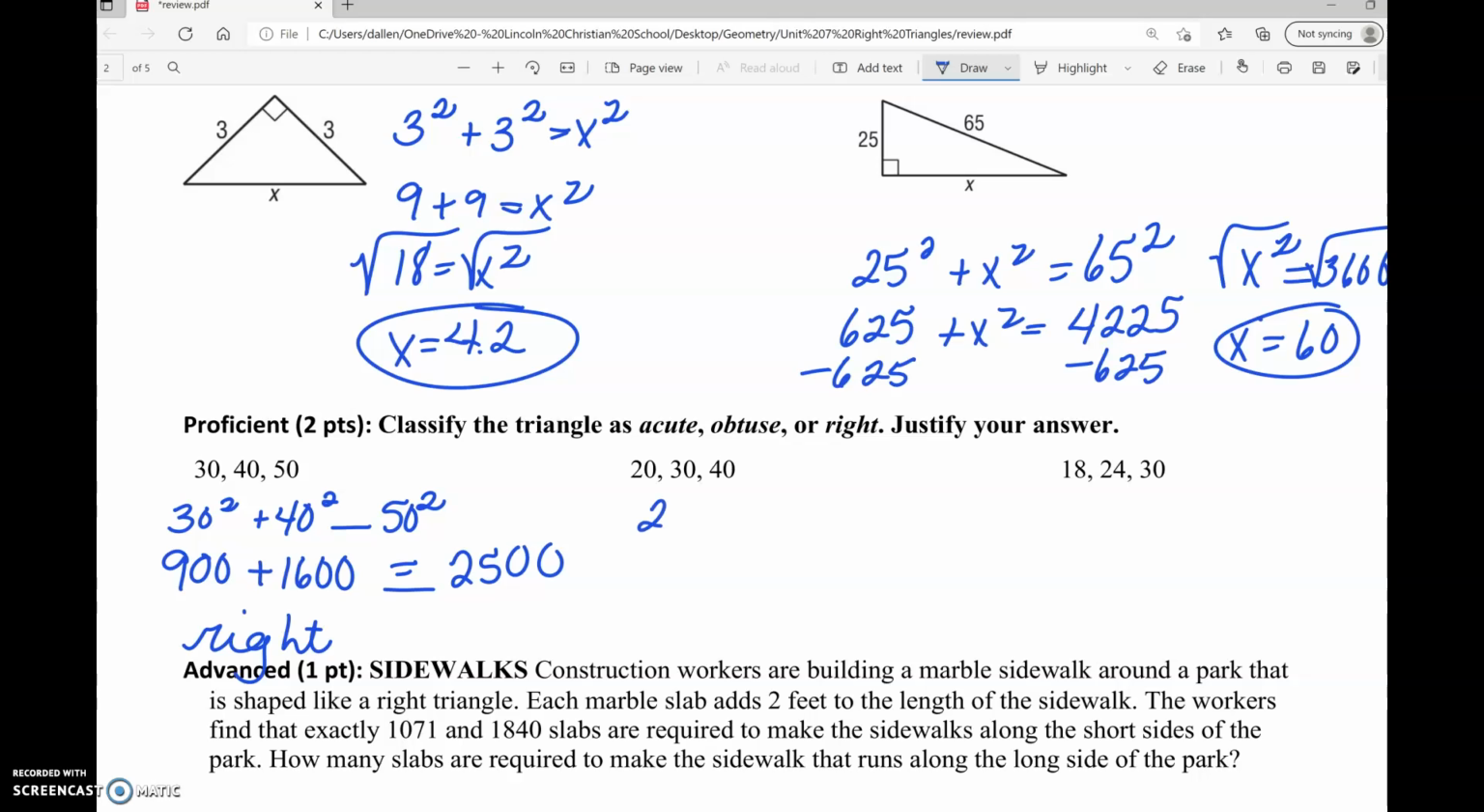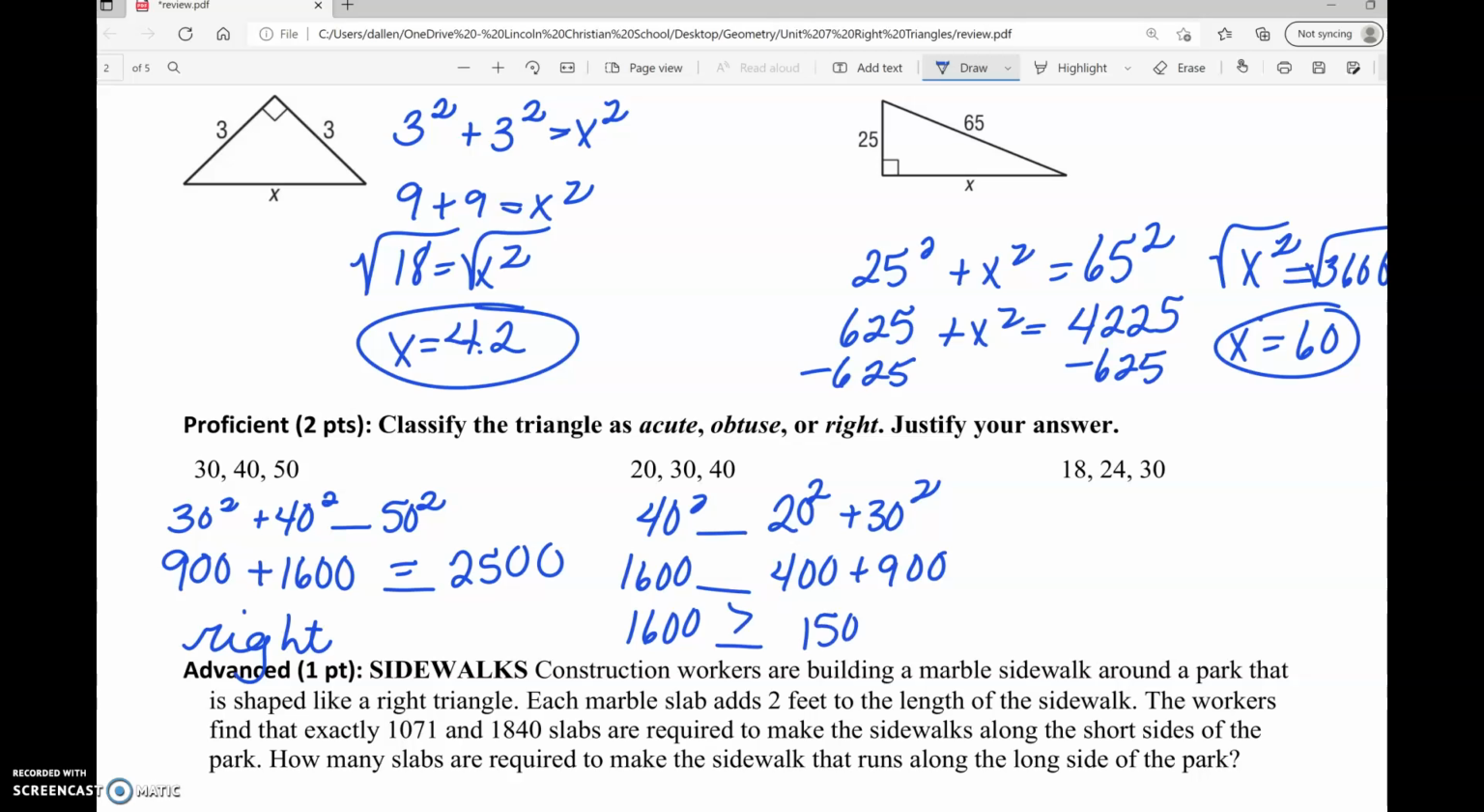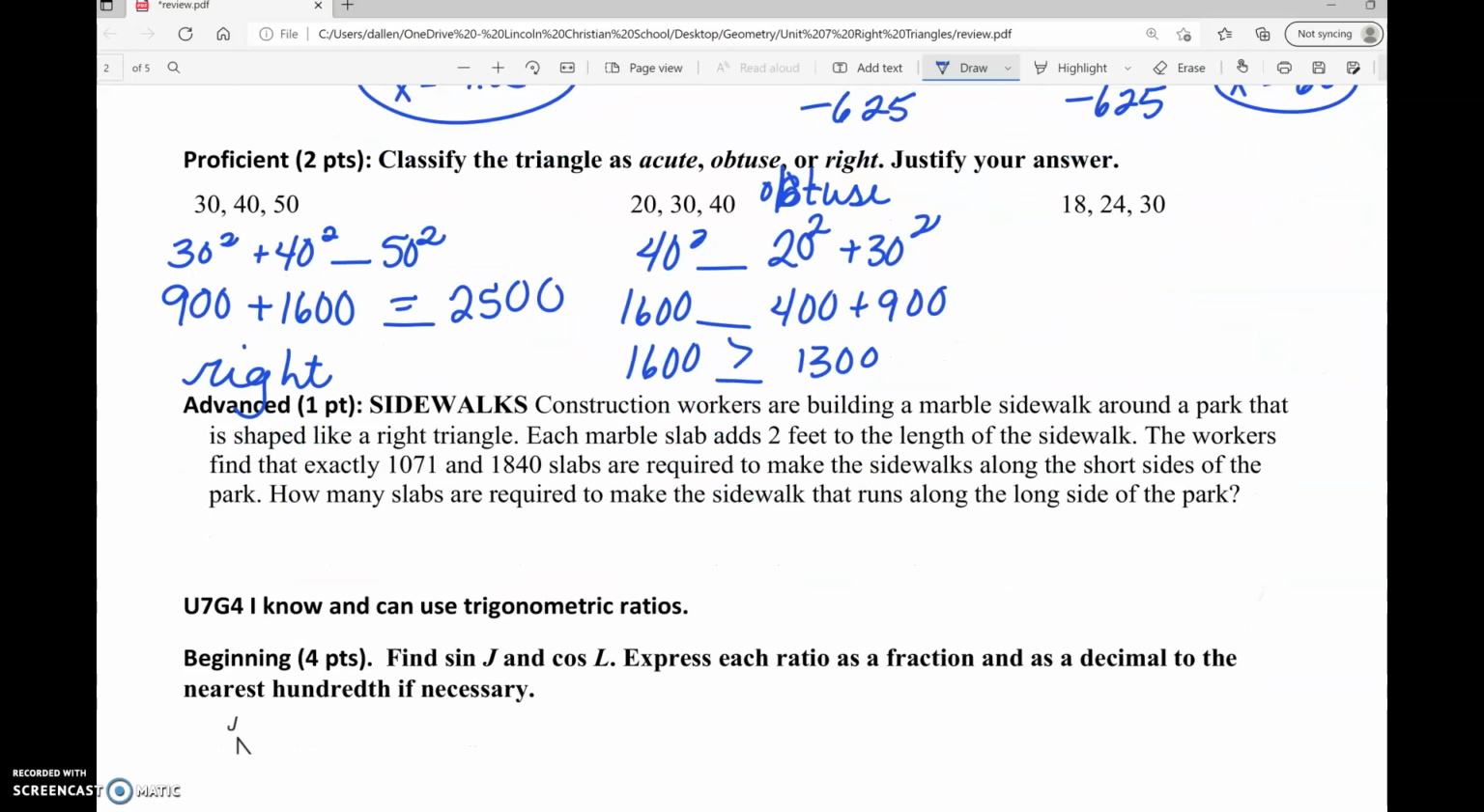All right, here we do 20 squared plus, it might be easier to see it this way, I think, 40 squared. How does that relate, again, to the two smaller squared and added? So 20 squared plus 30 squared, so 1,600. How does that relate to 400 plus 900? 1,600 is greater than 1,500. Or 1,300, sorry, when I add that together. So that would make this obtuse. So if the two sums are greater than, it's obtuse. If the two sums squared are less than, then it's right. And then you would do the same thing there. I'm not going to go through that for time's sake so that we can make sure we have enough time.